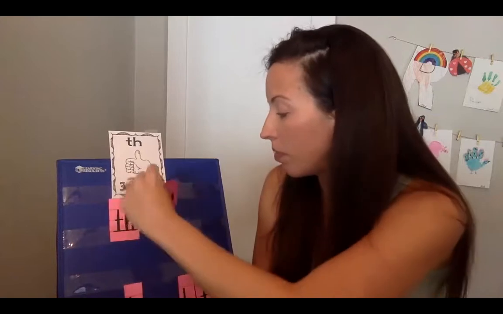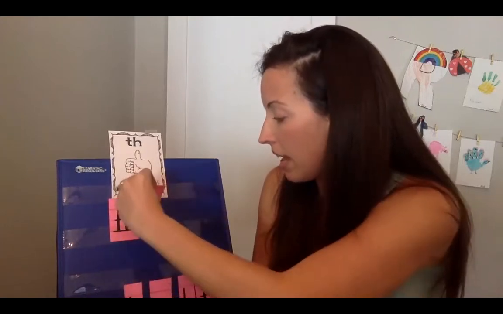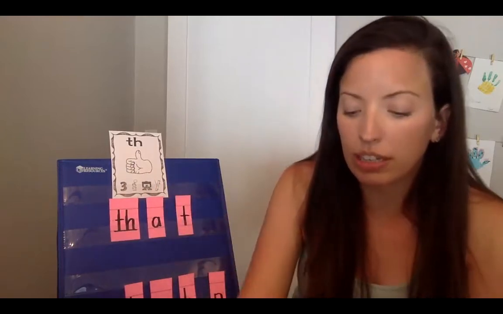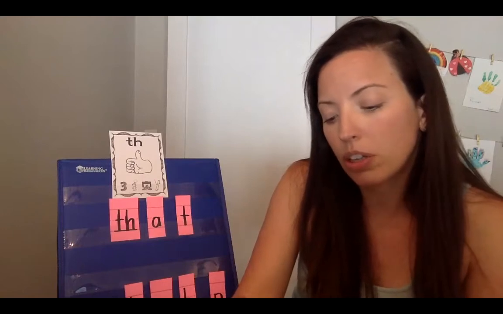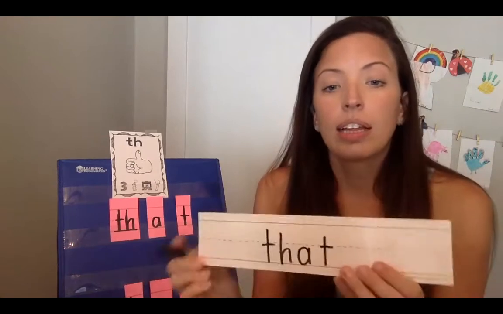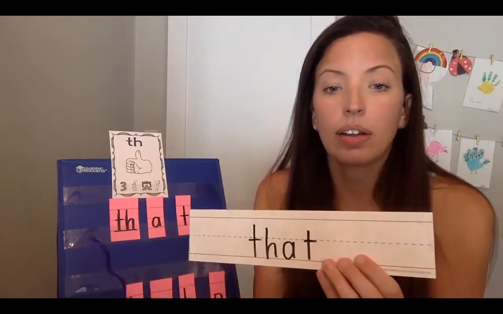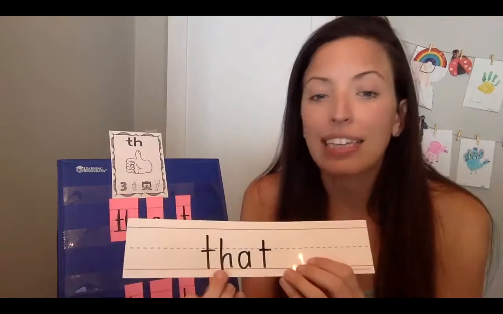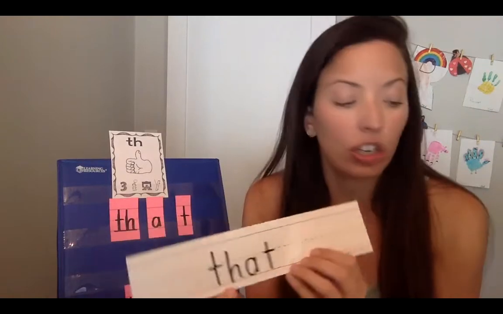So the first word we're going to make has T-H-A-T. I'm also going to write it on my whiteboard so you can see what it would look like if you wrote it on your whiteboard. Like this. All right, so that word is that. What's the word? That. Good job. So that starts with the TH digraph.